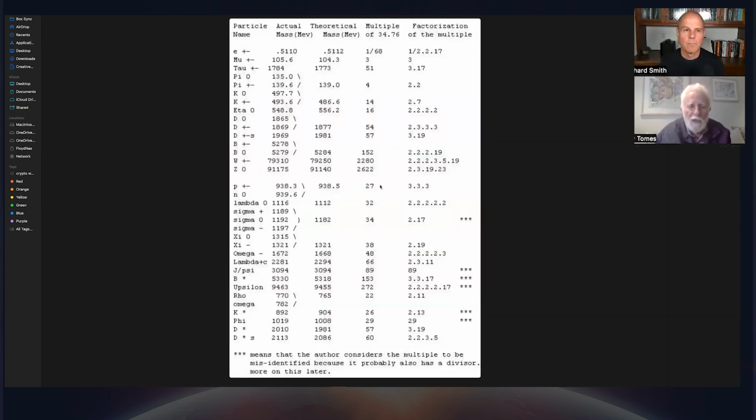This is the results I got. Those are the particles I put in on the left. Then we've got their actual mass. And then, missing the next column, we've got the multiple of the 34.76 million electron volts that I predicted should exist. The electron's 168, all the others are multiples. We can do the factorization there showing the 2s and 3s and 17s and 19s. Then if we assume that factorization is correct, the middle column has what would be the mass of that particle. And you'll see that in most cases they agree quite well.